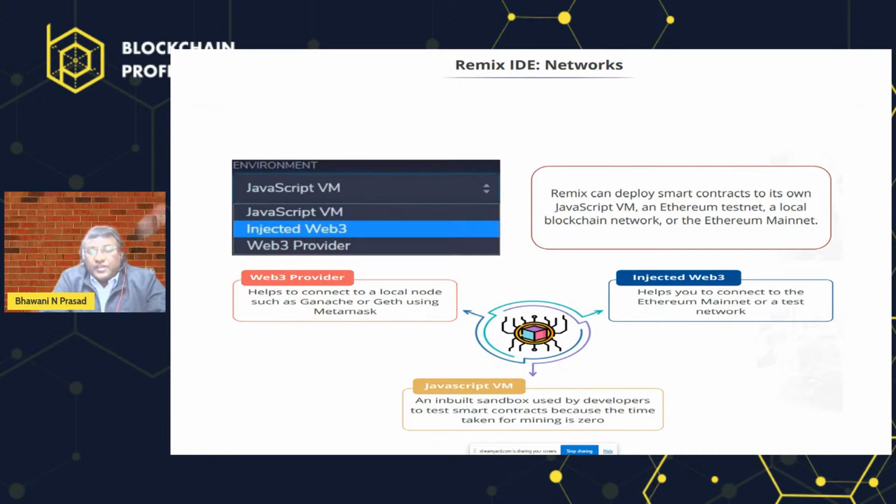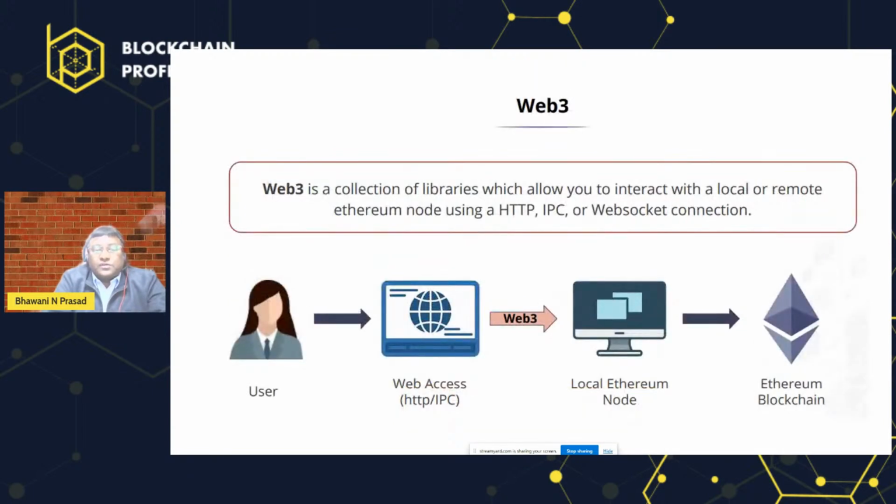And JavaScript VM is an inbuilt sandbox used by developers to test. So these are the three front-end networks. So how it happens here: users connect with a web interface, and through Web3 it connects to the Ethereum node, and the Ethereum node connects to the blockchain.